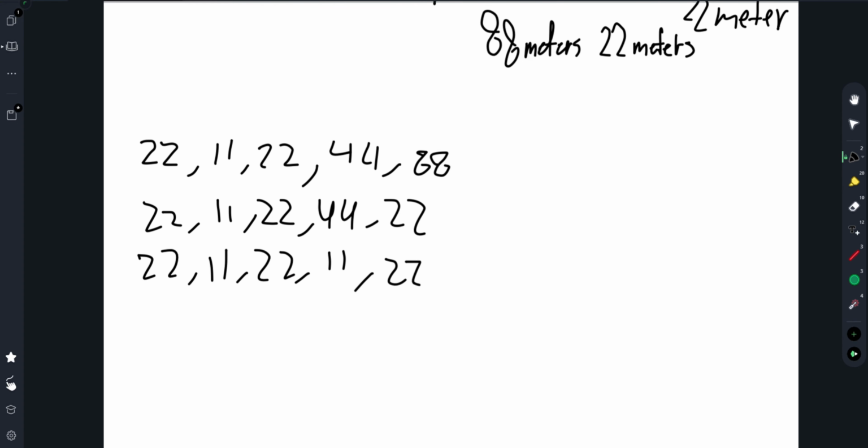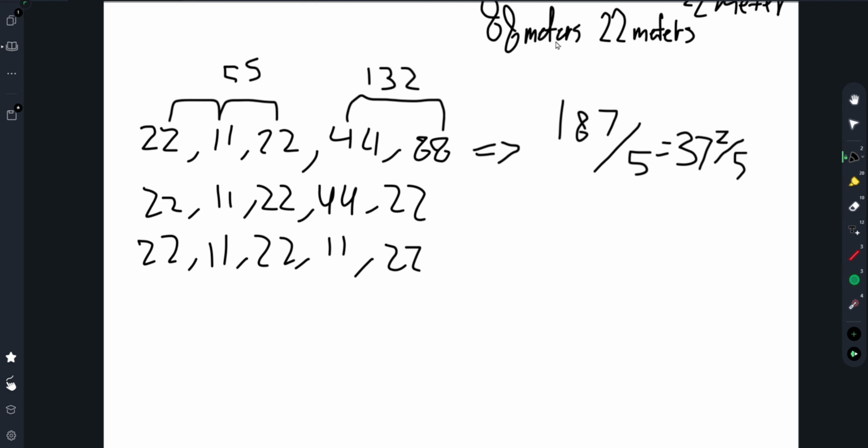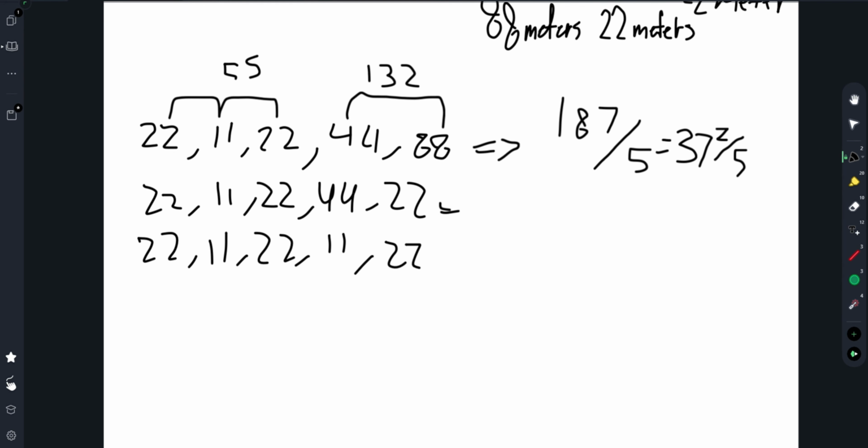So let's take the average of the first one. If we add them all up, we could first add these 3, which would lead us to get 55. Then these 2, if we add these 2 together, we get 132. And if you add those together, it's 187. If you take 187 over 5, we get 37 and 2/5. We know 2/5 is 0.4, which is not 0.2, so we could keep finding the average.